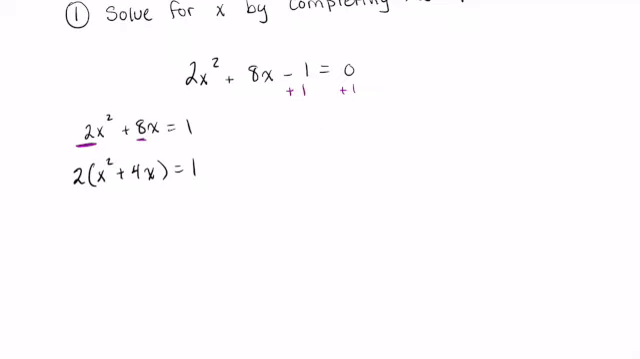And then I'm going to divide both sides by 2. I'm going to divide everything by that factor. So that's going to give me x squared plus 4x equals 1/2. Because I'm going to divide everything by 2, that gives me 1/2.